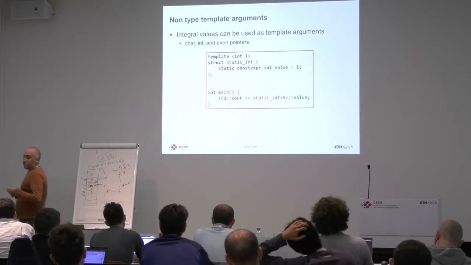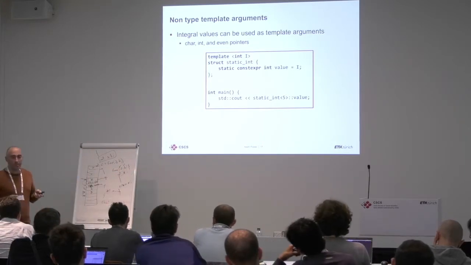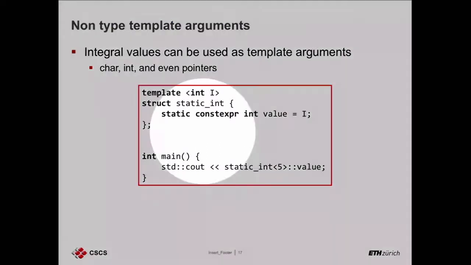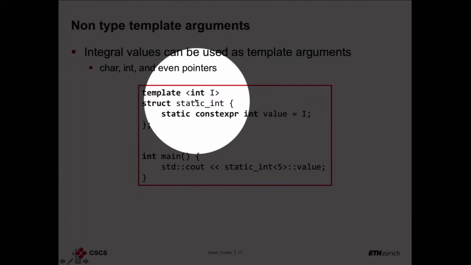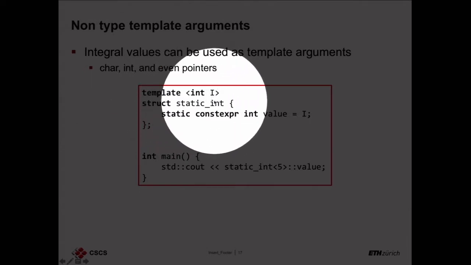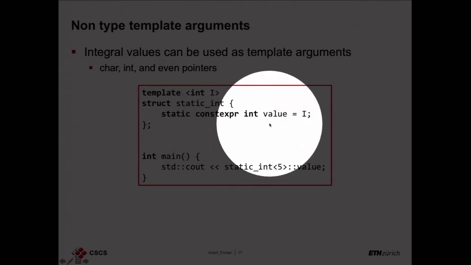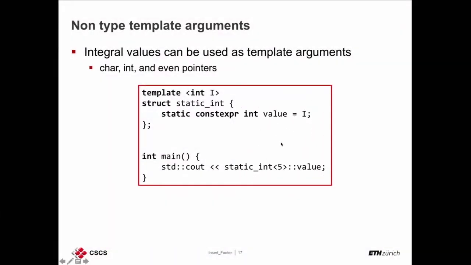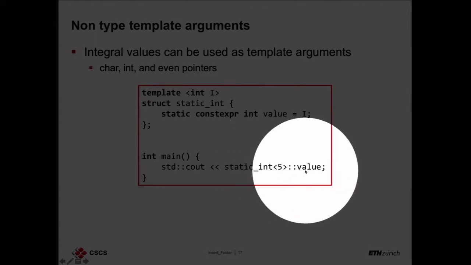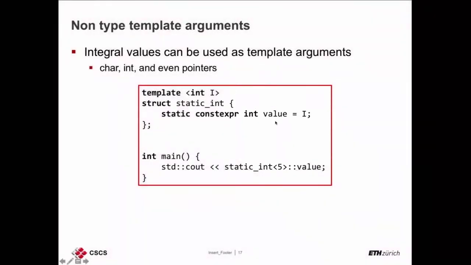The template arguments, which are non-type template arguments like in this case, can actually be useful. For instance, you can have even pointers as compile-time values. In the standard library, there is something called static int, where you pass the integer and you have a static constexpr int value I. Then you can say std::cout << static_int<5>::value, and this code prints 5.